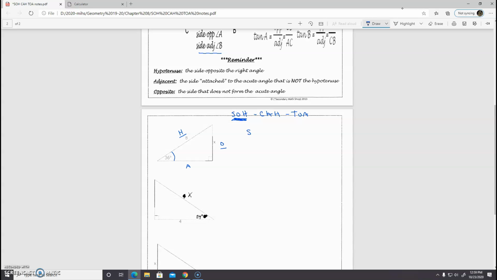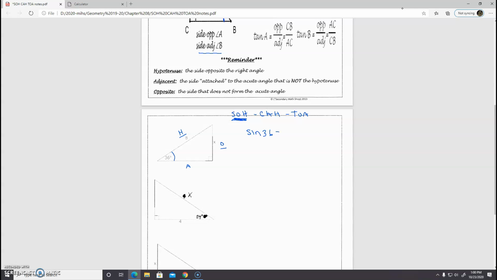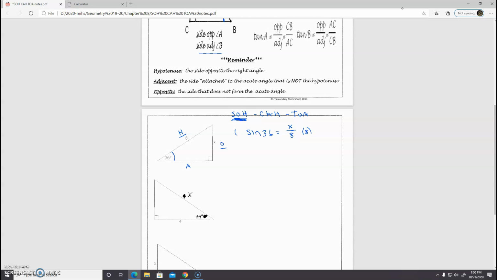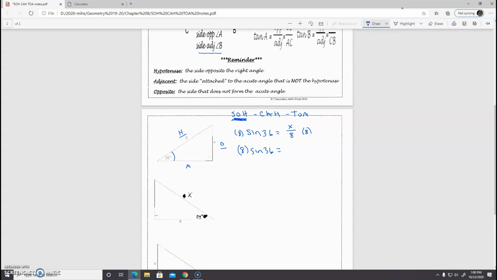So the way you set it up, sine of your angle, so in this case 36, equals opposite over hypotenuse. Opposite is x over hypotenuse is 8. So you want to get x alone, right? So this is divided by 8, which means to get rid of it, you're going to multiply both sides by 8. So you've got 8 times the sine of 36. And then over here, those will cancel, and you'll be left with x.